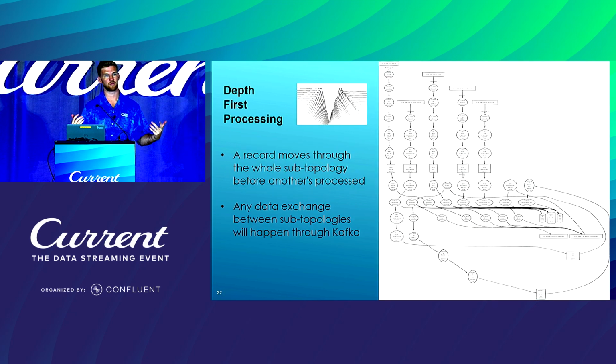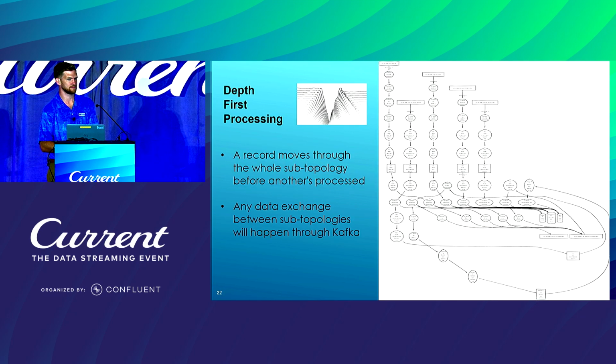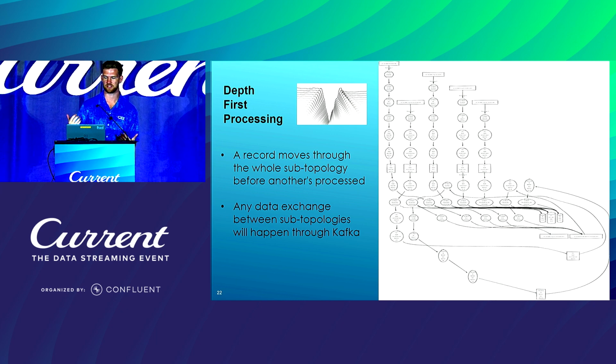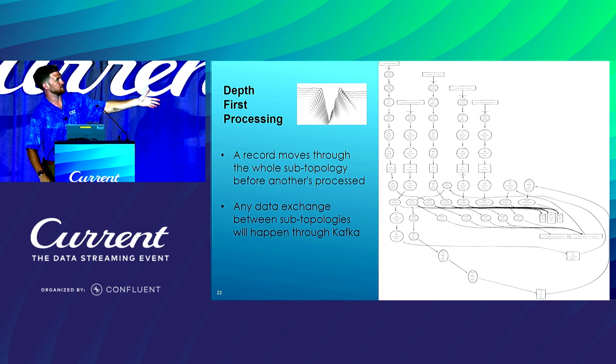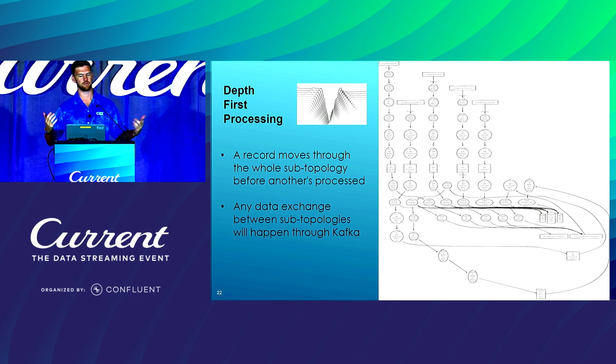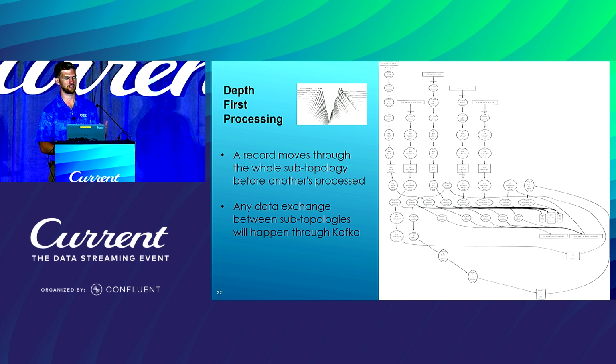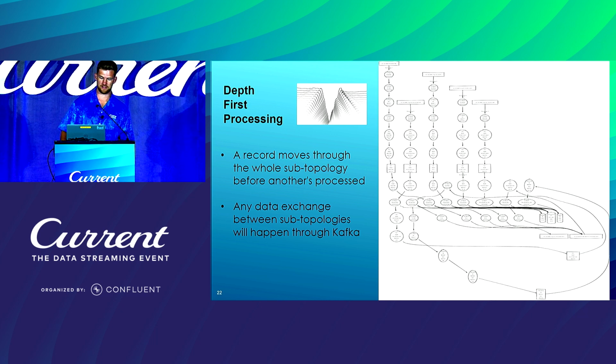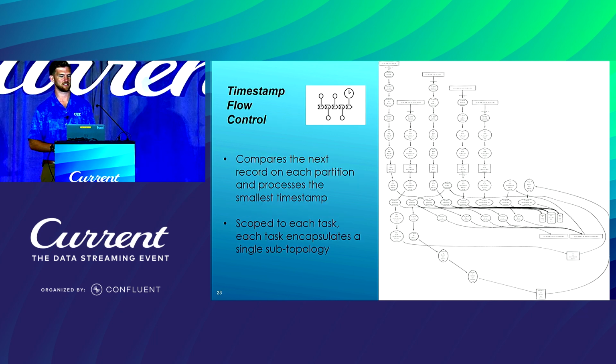But to understand really why that happens, there's two key concepts we need to understand. The first is depth-first processing. We've got a picture of the actual topology that's generated from our stream application up there. So this part's pretty easy to understand. A record moves through the whole subtopology before another is processed. And any data exchanged between subtopologies will happen through Kafka, through those repartition topics, which is the break in the subtopologies.